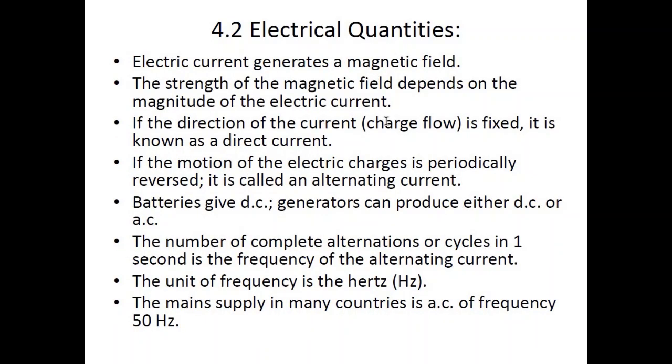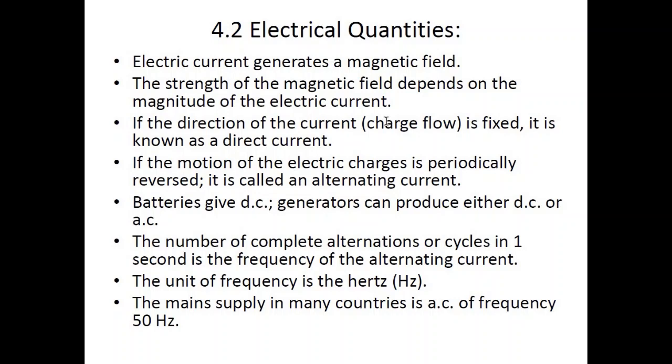Electric current generates a magnetic field whenever it moves. The strength of the magnetic field depends on the magnitude of the electric current. If the direction of the current is fixed, it is known as a direct current, whereas if it keeps on changing, it is known as alternating current or AC. Batteries always give DC voltages. Generators, on the other hand, can produce either DC or AC, depending upon how they are designed to work.